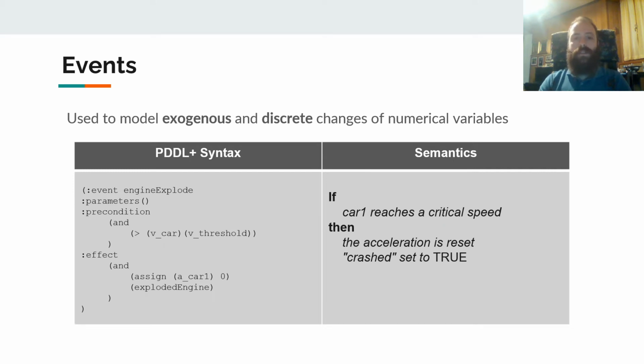Events have a similar structure to the processes, with the difference that the changes are discrete and point-like with respect to time. In this case, when the car reaches a critical speed, the engine explode event is triggered, setting the propositional variable crashed to true and the acceleration to 0.